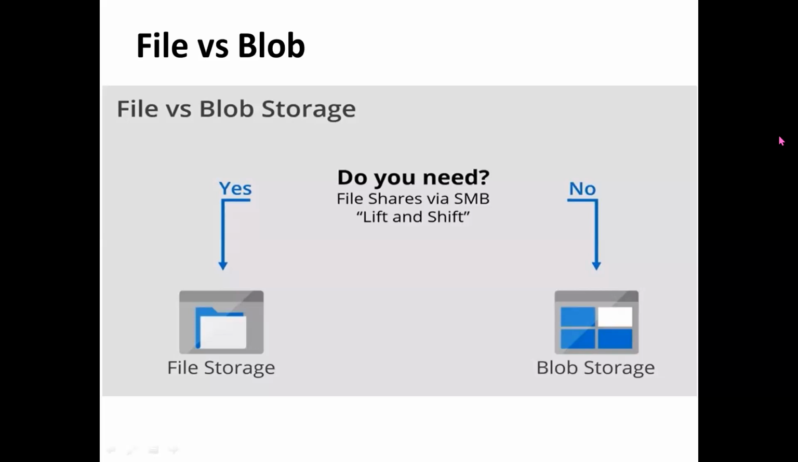If you need a file share via SMB or lift and shift, what is lift and shift? I have some data available on-prem, and as part of an organization initiative I want to move to the cloud. Don't spend most of your time thinking about it, just use lift and shift and bring the data from on-prem to cloud using file storage. That's it. And for the rest of the use cases, where it's analysis, streaming, and all the other stuff, you use blob storage.